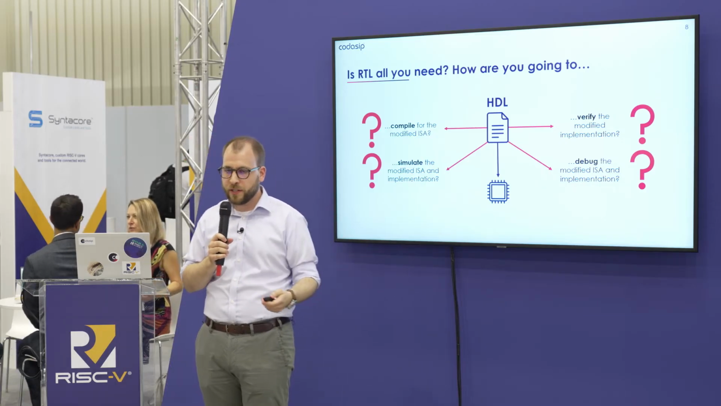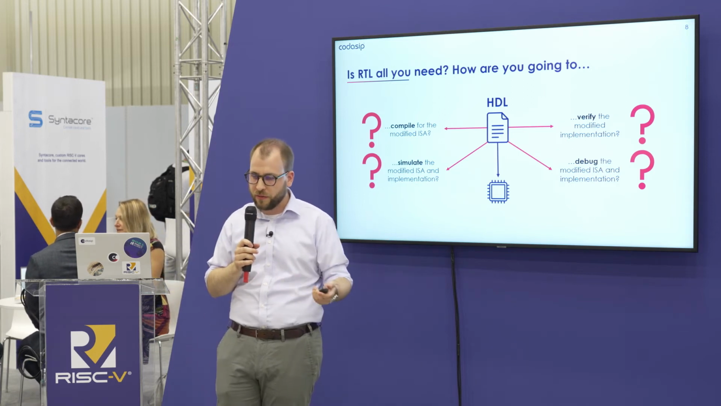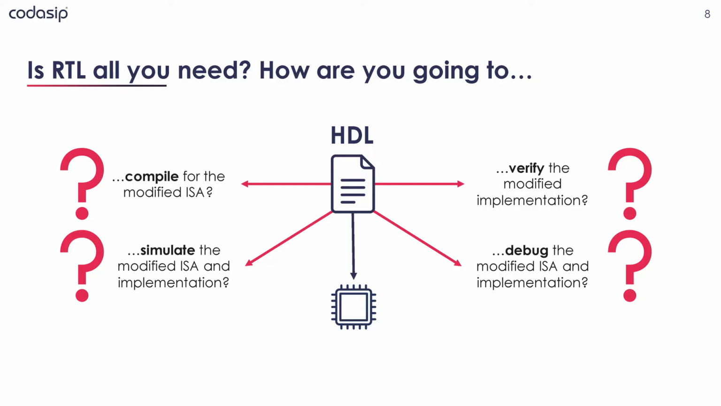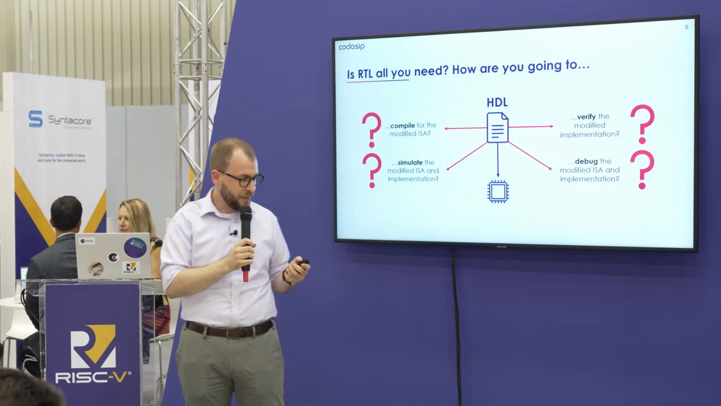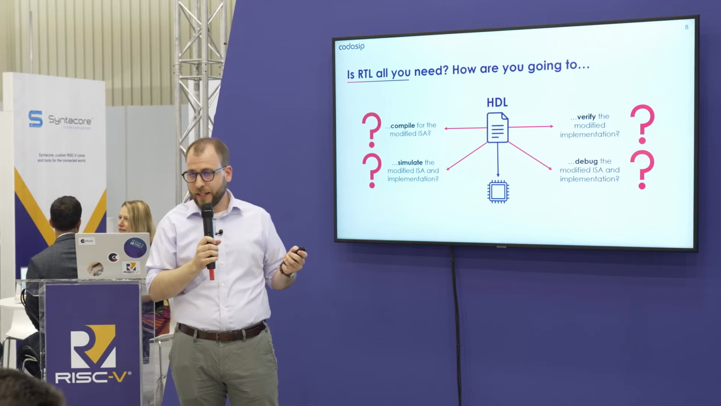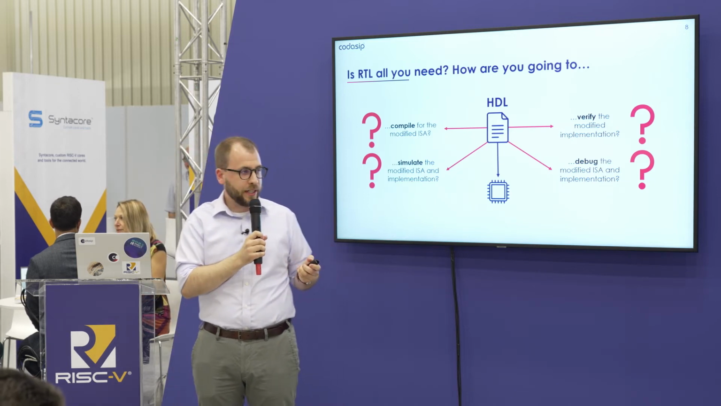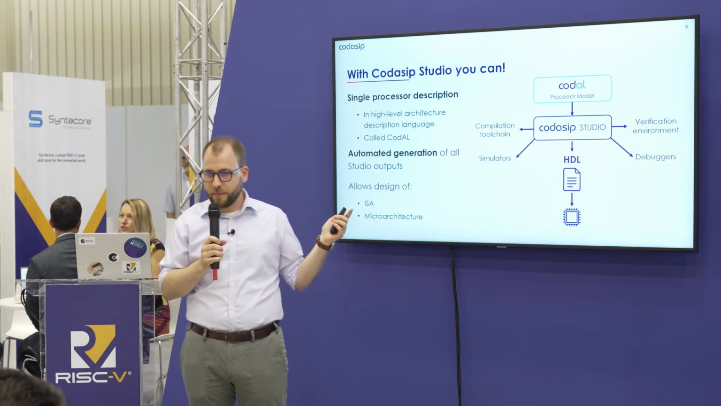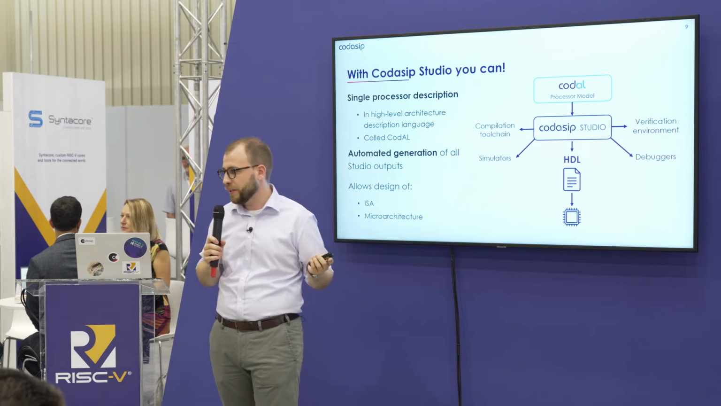If you now have a compilation toolchain for the architecture that you start from, and you change it, the compilation toolchain will no longer work because it implements the former architecture. The same goes for simulator, debuggers. You will have to verify the implementation again. So I don't think it is just about the RTL. And actually, this is where Codasip comes in really handy, because we can solve it for you.